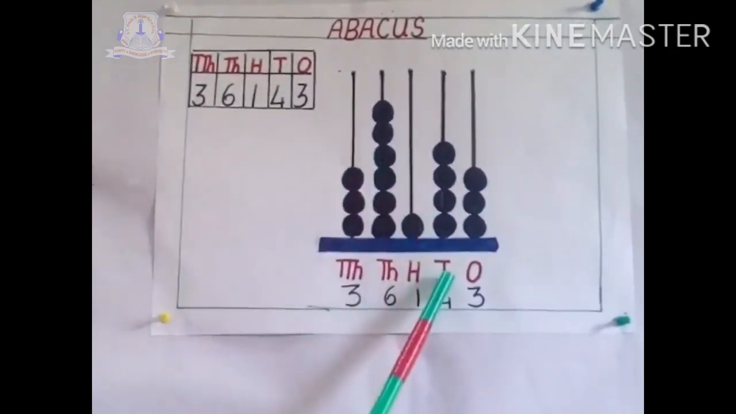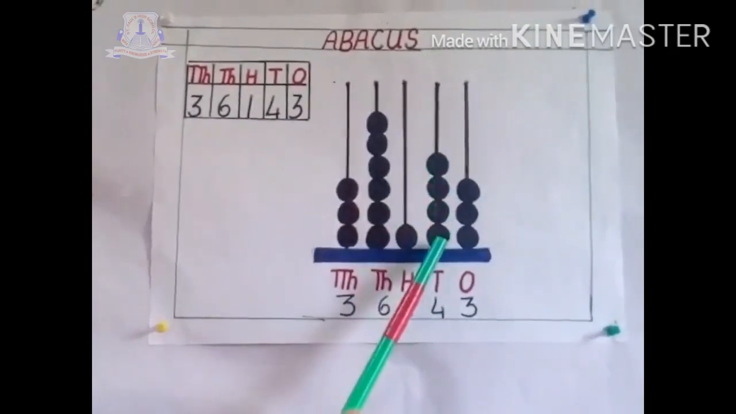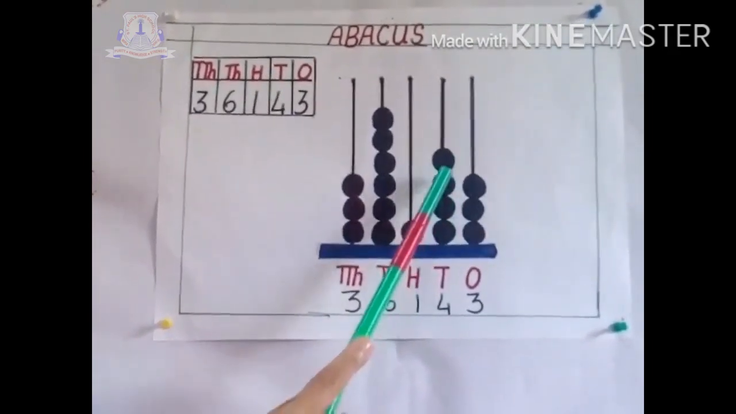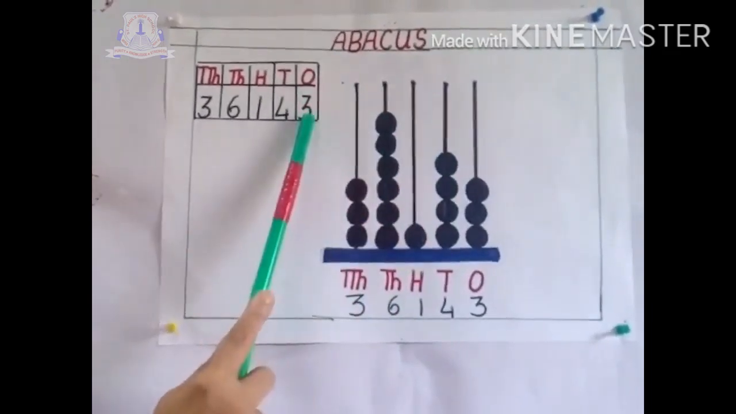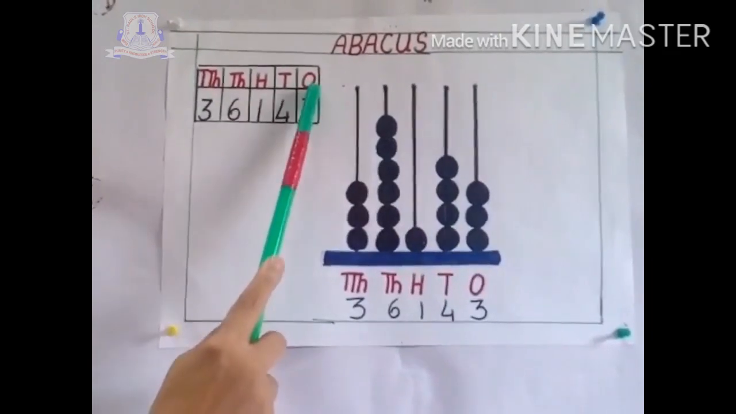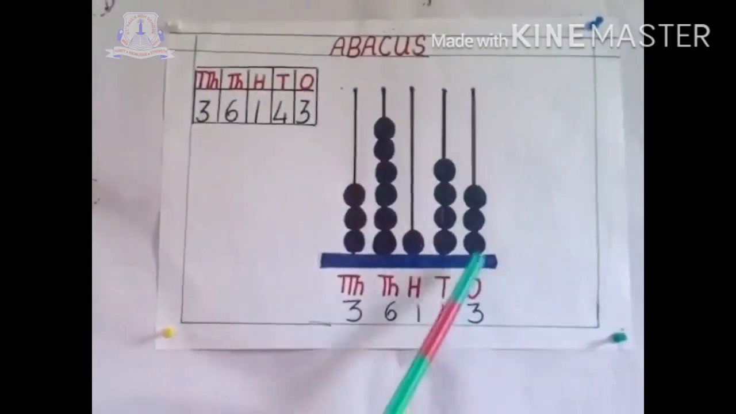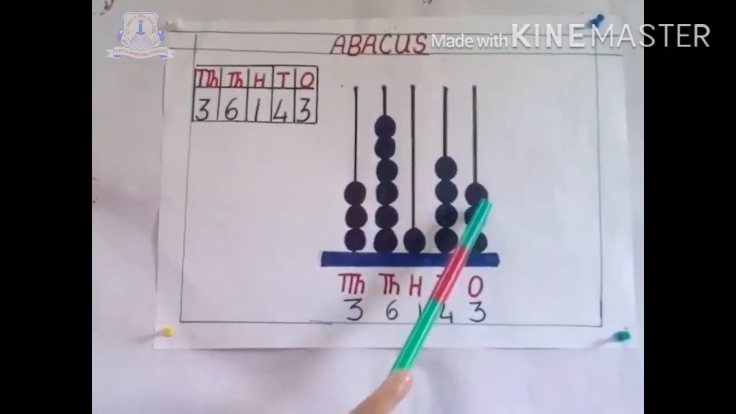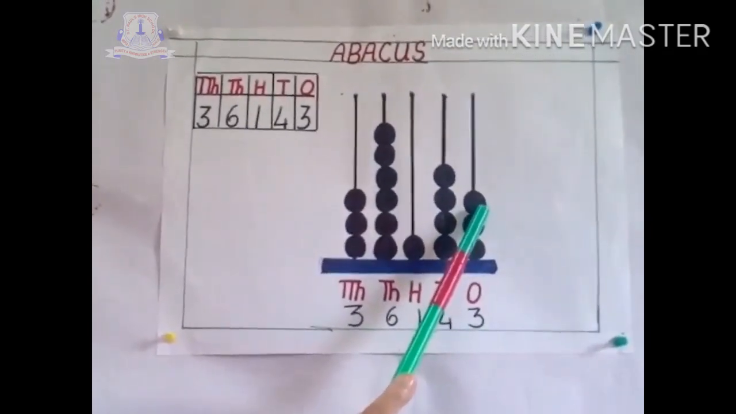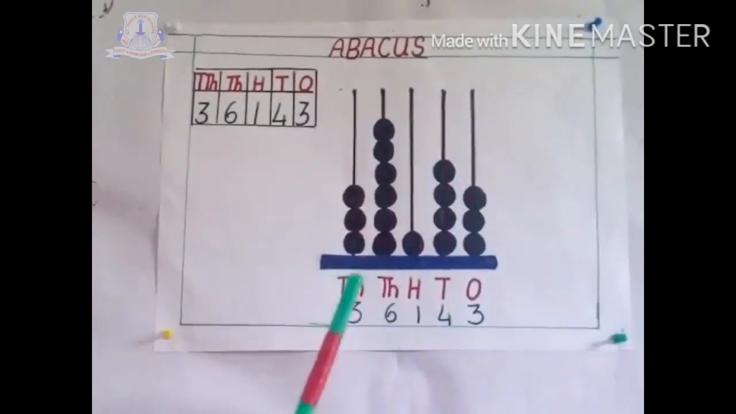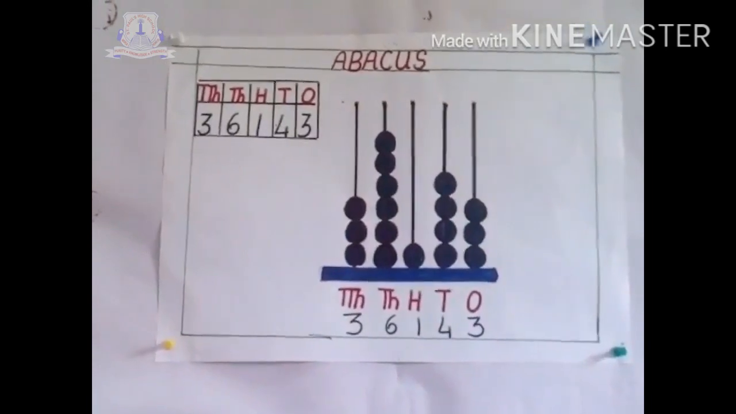So here also in the tens place you have to draw 4 beads. 1, 2, 3, 4. And the last number is 3. And 3 is in ones place. So here in the ones place you have to draw 3 beads. 1, 2, 3. So children, did you understand how to represent numbers on the abacus?